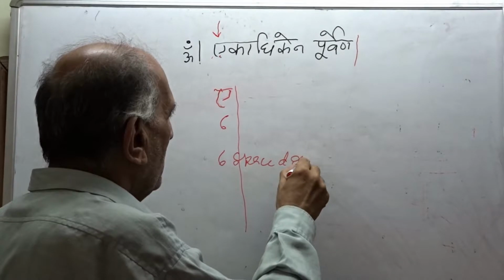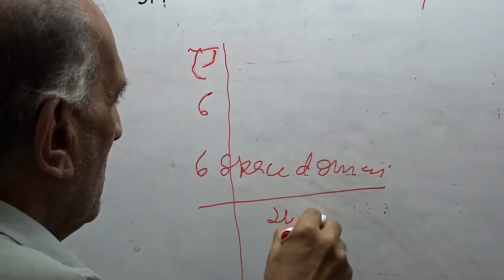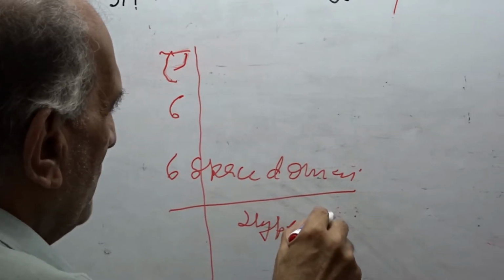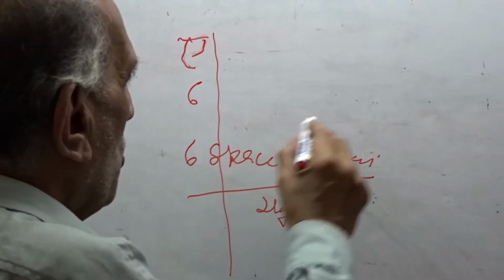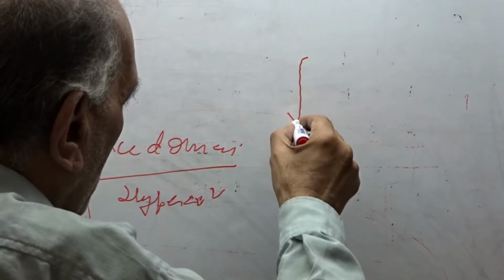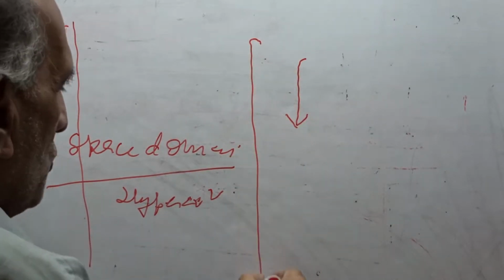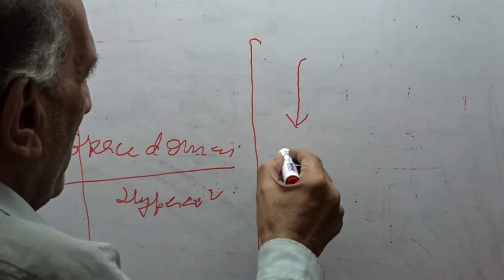It is a domain of a hypervolume 6. This hypervolume 6. Then the question is how to enter this particular domain. The processing step of how to enter a 6-space domain.